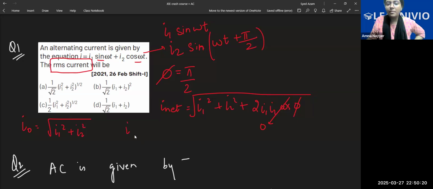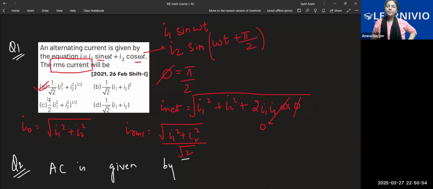So I RMS will be, how is I RMS related to I naught? I naught by root 2. So I naught by root 2 will be under root I1 square plus I2 square divided by root 2. Second option, this C, right? I1 square plus I2 square to the power half divided by root 2. Got it? Please write. Then we'll see superposition of DC and AC after this.